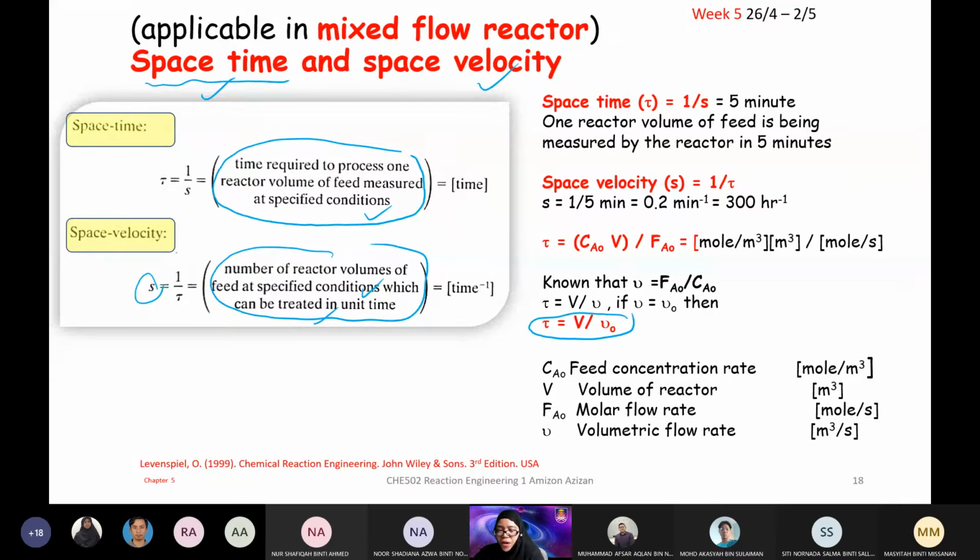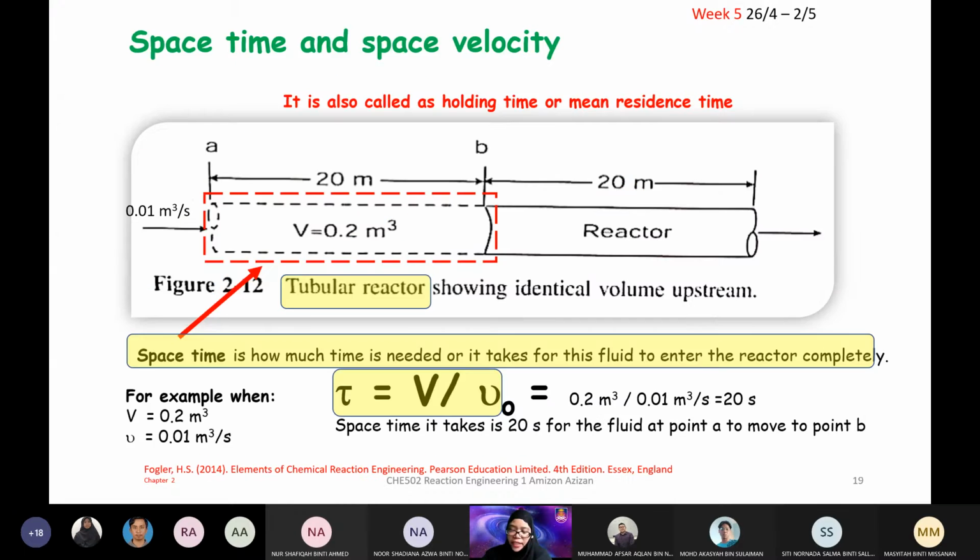The common formula here is tau. Tau is the space time, which is the volume of the mixed flow reactor per volumetric flow rate. If you go to the next slide, it gives you an even better understanding of space-time.